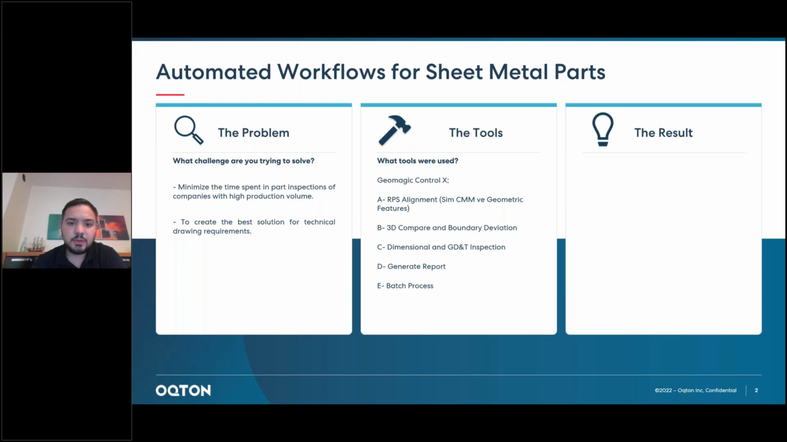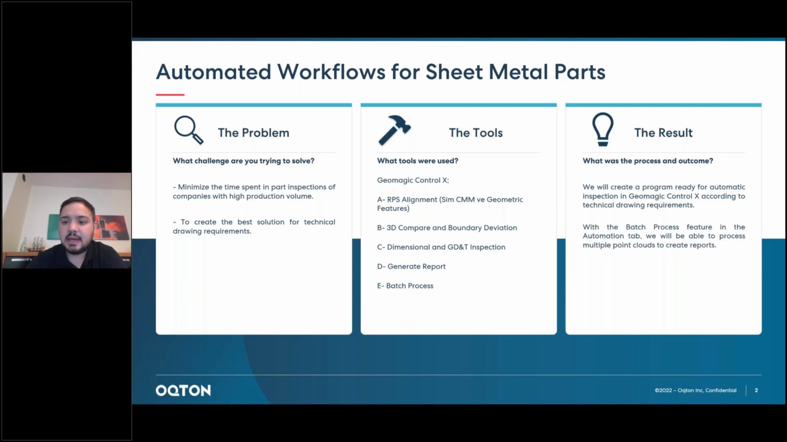So after using these tools, we get the result for the part. In the last part, we will create a program with automatic inspection in Control X according to technical drawing requirements. And with the batch process feature in the automation tab, we will be able to process multiple point clouds to create reports. So let's get started with the first topic in our presentation, the problem.